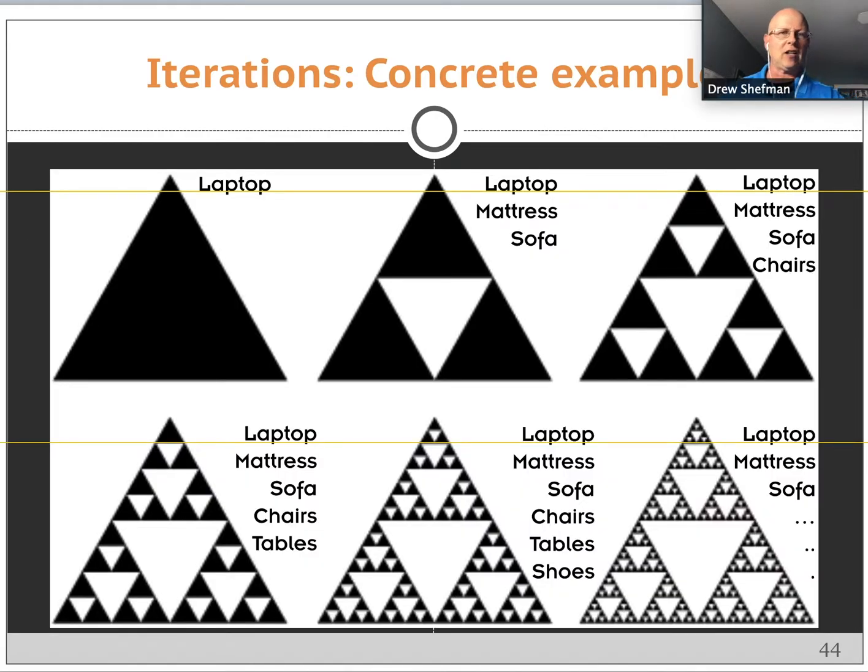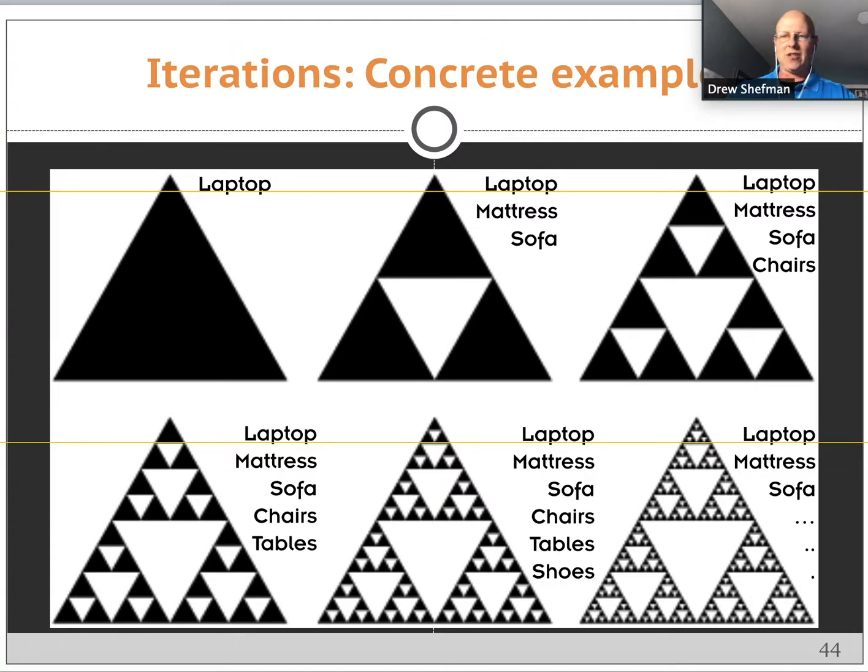So looking at the triangles, this is kind of what it looks like. Our first iteration is a laptop, then we add the mattresses and the sofa, and then we add the chairs, and then we add the tables, and then we add shoes, and finally we add other things. So if water comes in, let's say after the second iteration, and all we have saved is the mattresses and the sofa, that's highly valuable for when we're in our bare apartment.